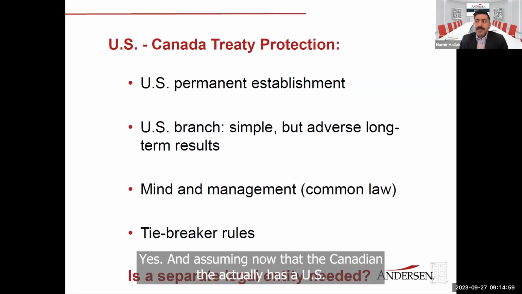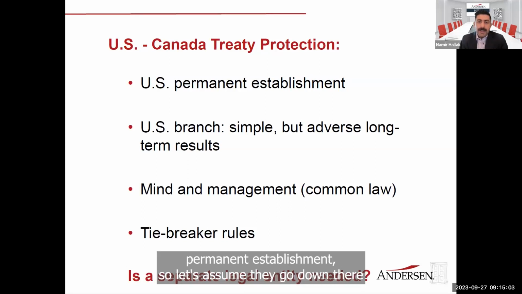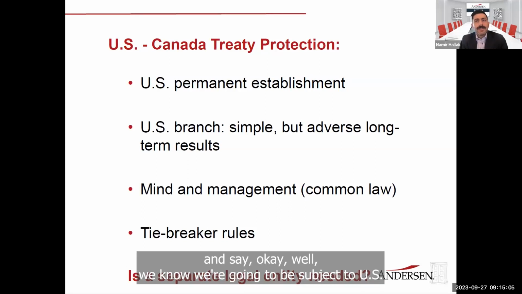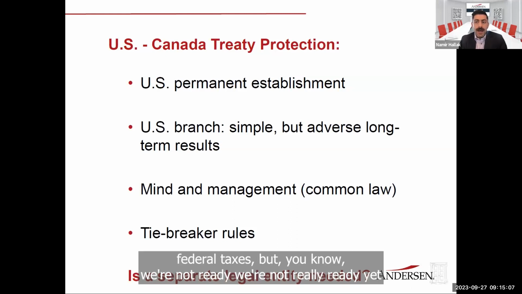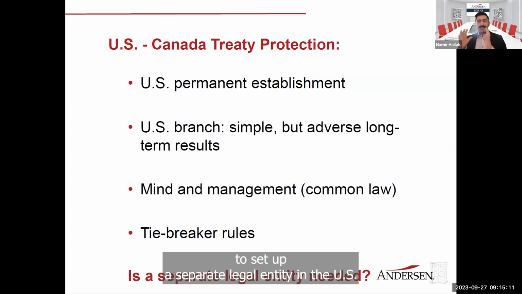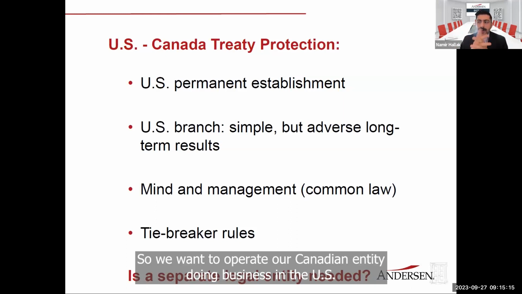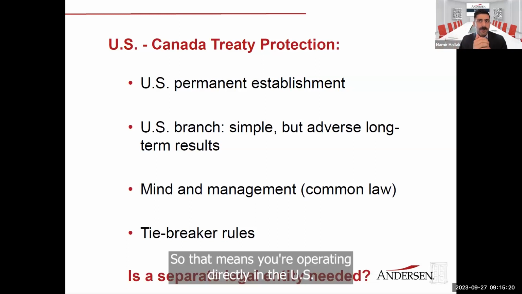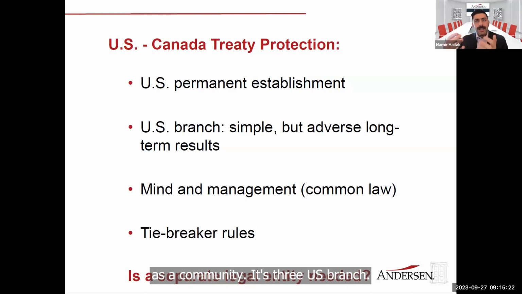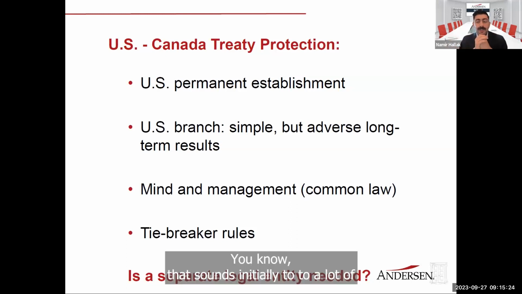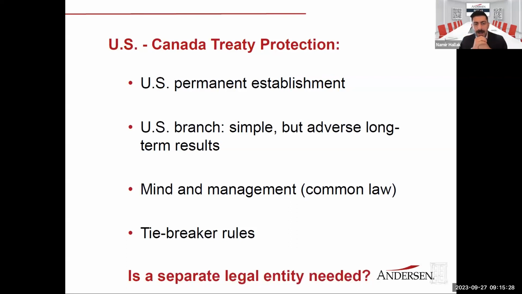And assuming now that the Canadian entity actually has a US permanent establishment. So let's assume they go down the route and say, okay, well, we know we're going to be subject to US federal taxes, but we're not really ready yet to set up a separate legal entity in the US. So we want to operate our Canadian entity doing business in the US using a branch. So that means you're operating directly in the US as a Canadian entity, through a US branch. That sounds initially to a lot of clients like it sounds great because it's simple.